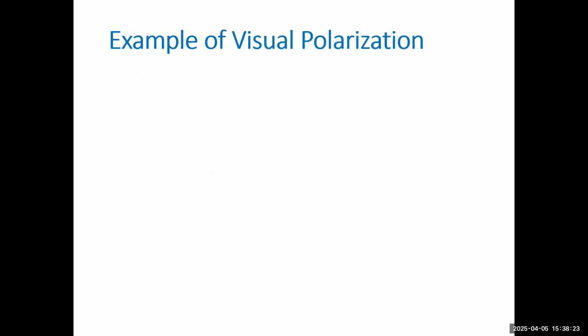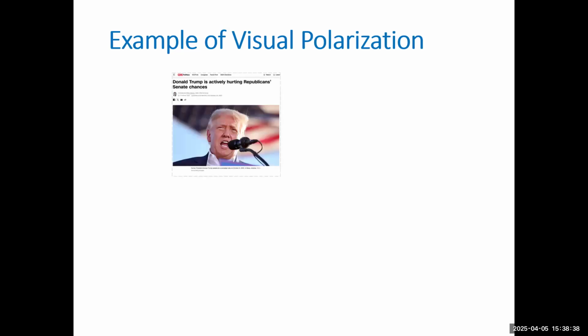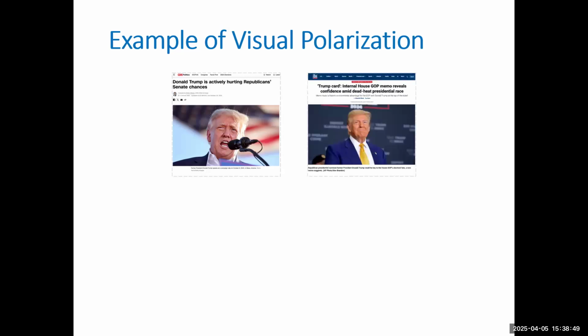Just to give you an example of what I mean by visual polarization, I took 4 screenshots of articles in CNN and Fox News during the time of the last election. So the first one is an article from CNN, Donald Trump. As you can see, it doesn't look really good in this image. Now, if we go to Fox News, this is what we see. Looking much better.